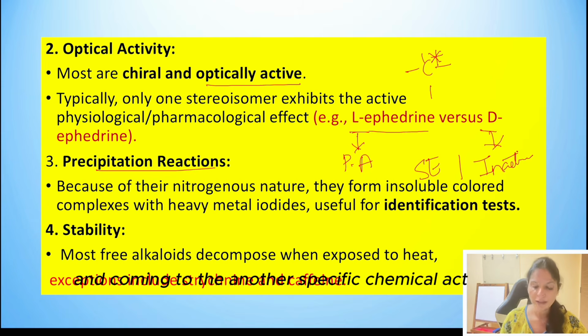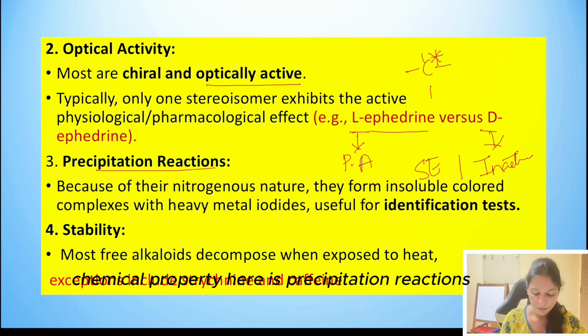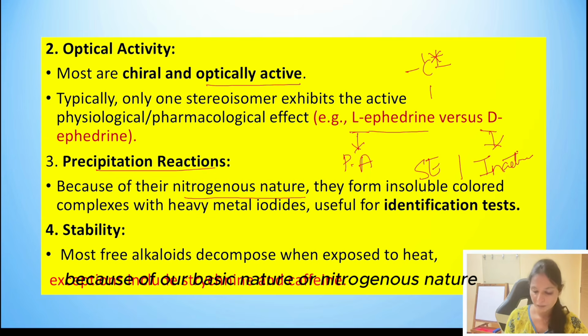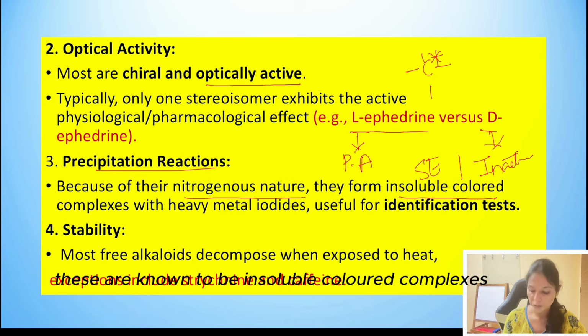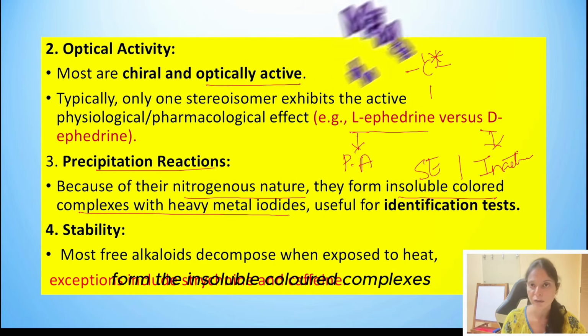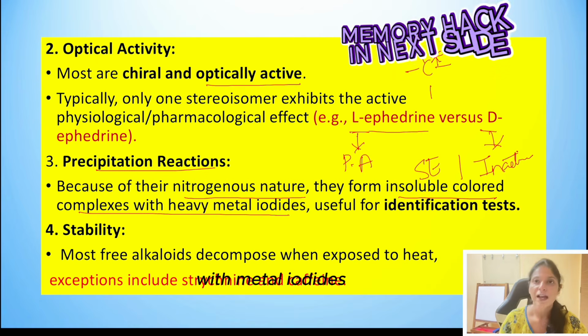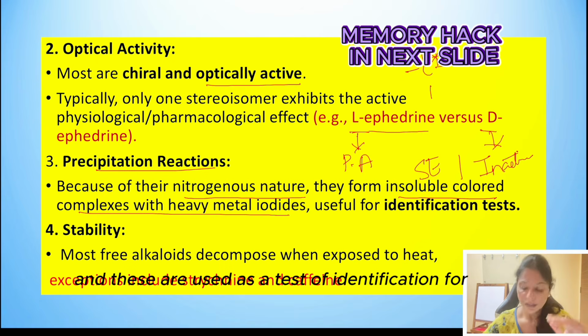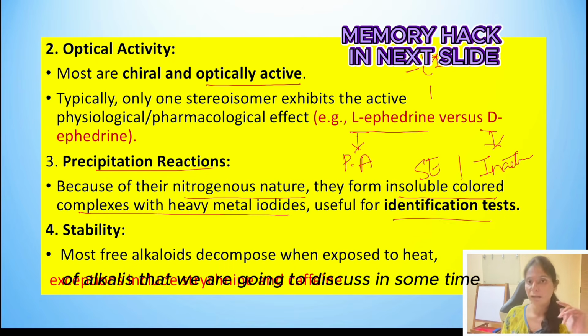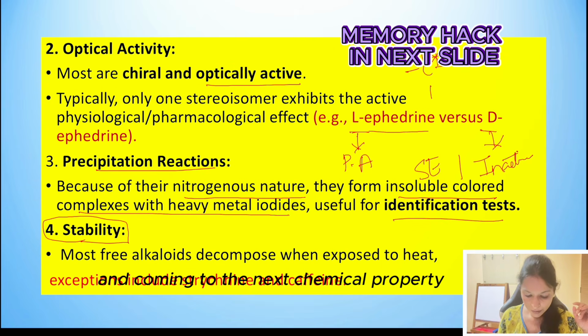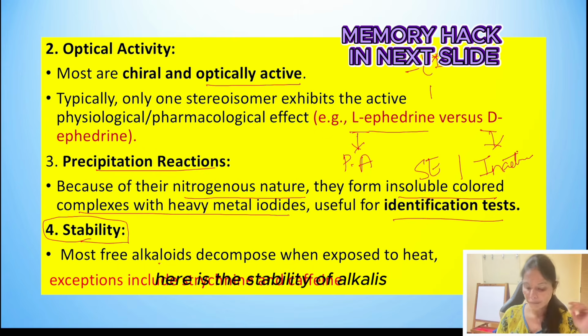And coming to another specific chemical property, that is precipitation reactions. Because of their basic, nitrogenous nature, alkaloids are known to form insoluble colored complexes with metal iodides, and these are used as our tests for identification of alkaloids, which we are going to discuss in some time. And coming to the next chemical property, that is the stability of alkaloids.